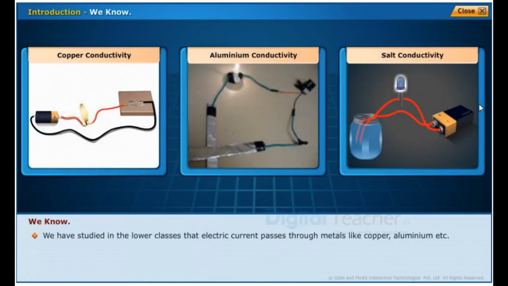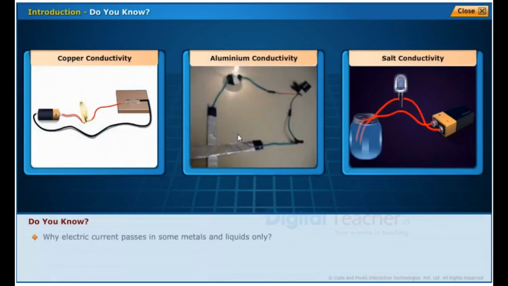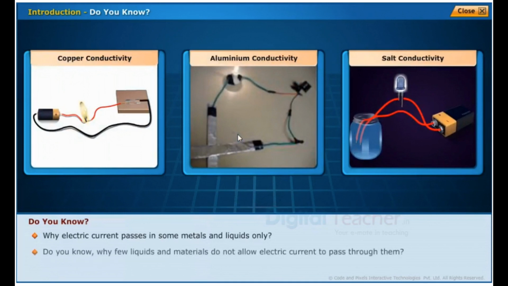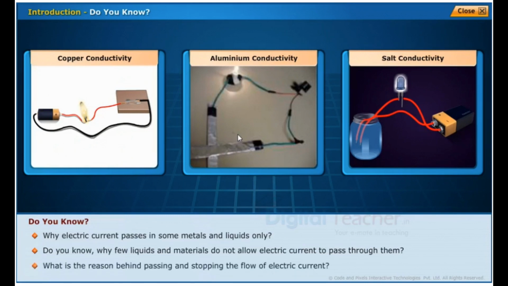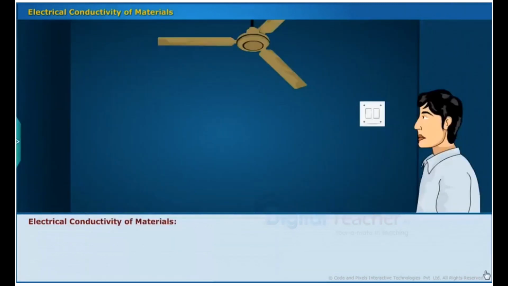We have studied in lower classes that electric current passes through metals like copper, aluminium, etc. Not only metals, we also know that a few liquids like salt water are good conductors of electric current. Do you know why electric current passes in some metals and liquids only? Do you know why few liquids and materials do not allow electric current to pass through them? What is the reason behind passing and stopping the electric flow of current? Let's find out the answers to these questions in this chapter.